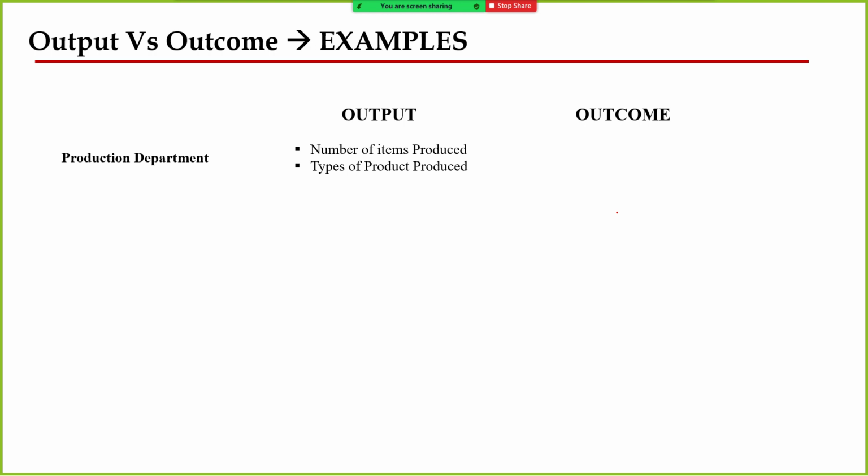If I'm working in a production department, the output could be the number of items we are producing and the type of products we are producing, and against that we have certain outcomes. It could be the percentage of defectives, the cost of production per item, the number of items. These are the attributes attached to the output. I believe you got the idea of the difference between output and outcome. The outcome could be negative or positive. So how can we define the outcome? It is basically the attributes that are attached to the output.